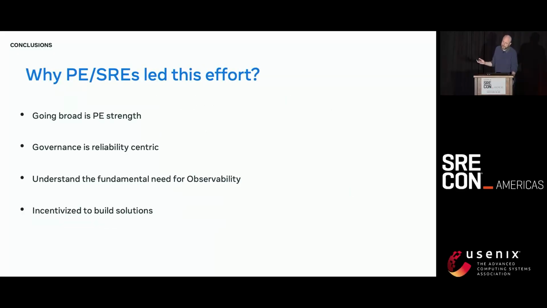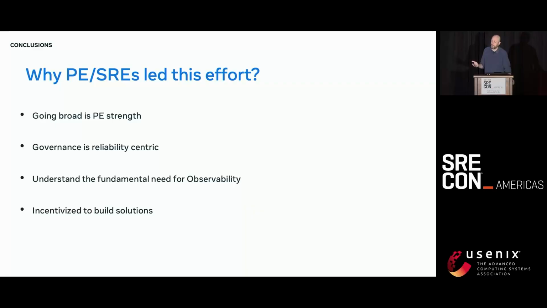So why are PEs, SREs talking about this? Why are we up here as PEs talking about this? I think going broad is one of PE's core strengths, right? Looking at the holistic picture of how this development happens and getting it to be in a more repeatable, reliable, efficient state is something we're suited at doing when looking at these distributed systems, because the ML development process is very distributed. And so I think it's taking these skills that we already have and applying them to this new domain. It's a great area where we can bring our knowledge and understanding of distributed systems into the space, right? I think governance is reliability centric, right?